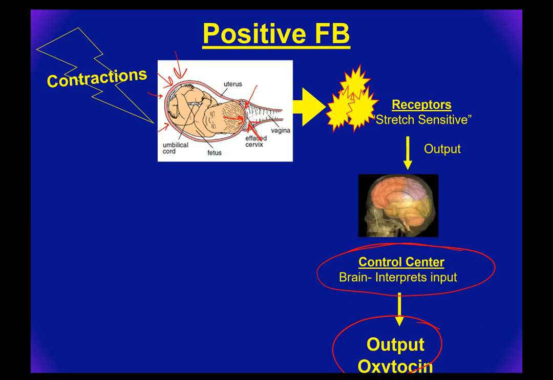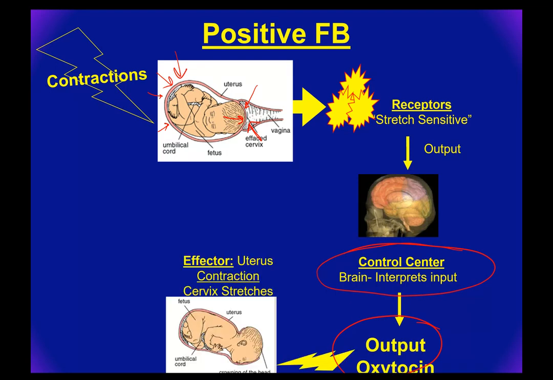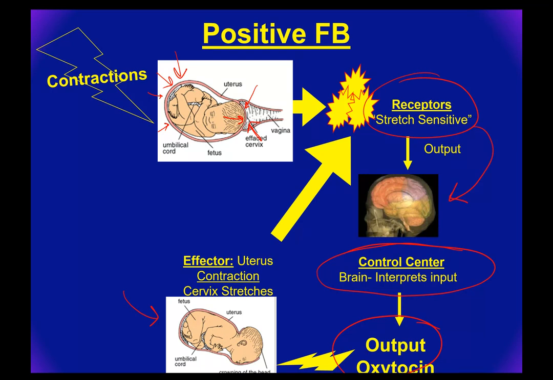So it releases oxytocin. Oxytocin goes to the uterus and causes the uterus to contract, which causes the stretch receptors to stretch, which sends a signal to the brain. And the brain goes, oh my gosh, I'm in labor. I better do something about that. So the brain releases oxytocin, which causes the uterus to contract, which in turn causes the stretch receptors to stretch, and the brain goes, I'm in labor, I better do something about that. And it releases oxytocin, which causes the uterus to contract.